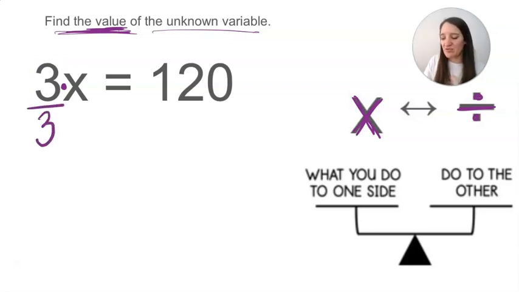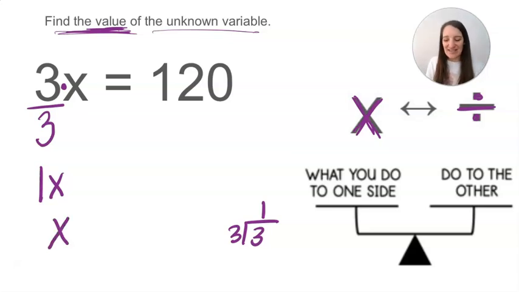Now let me tell you why it works. When we decide to divide by 3, what is 3 divided by 3? It's 1, right? And what is 1x? Well, it's the same thing as just x, isn't it? So by dividing that coefficient, that number in front, by itself, it gets us to just 1. So that was step 1. Isolate the variable. It's now by itself.